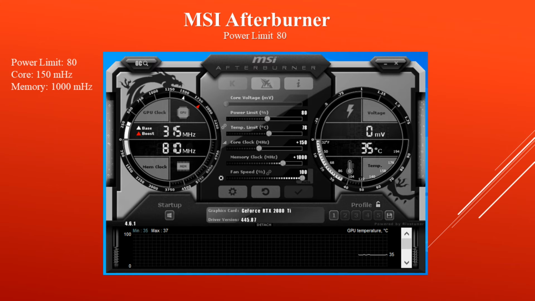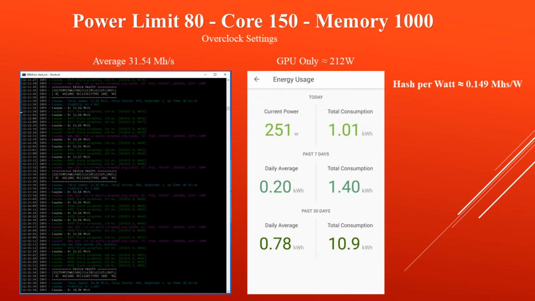Let's go ahead and drop the power limit by another 10. So I put the power limit at 80, kept the core at 150, and the memory at 1000. So I was now averaging around 31.54 mega hashes, and the GPU itself was now pulling around 212 watts. So now the average hash per watt is about 0.149 mega hashes per watt.